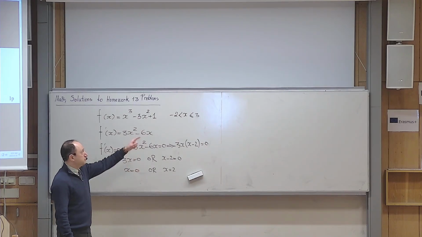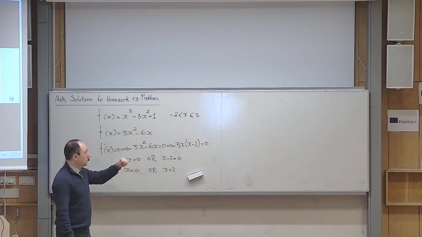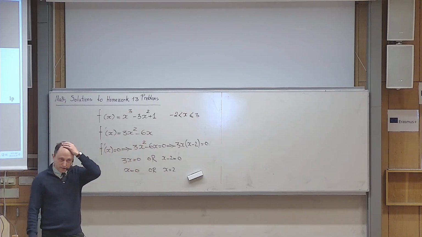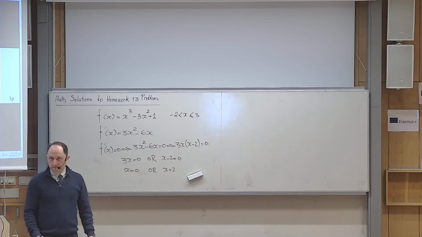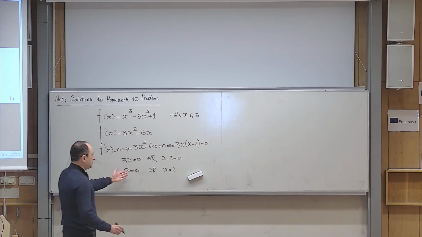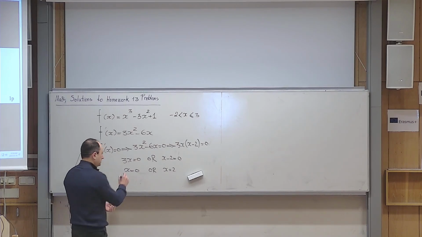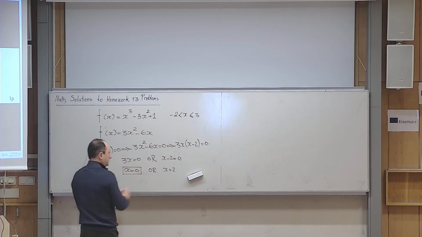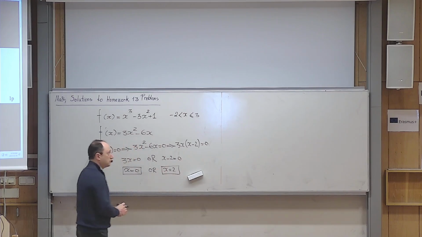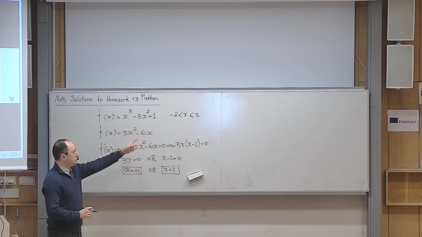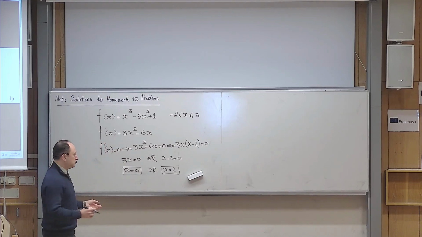I have to refer back to my interval. If these numbers are included in the interval, I will accept them. Otherwise, I just throw them away. Okay? But here, both of them are acceptable. This one is acceptable. This one is also acceptable because both of them are within that range from minus 2 to 3.